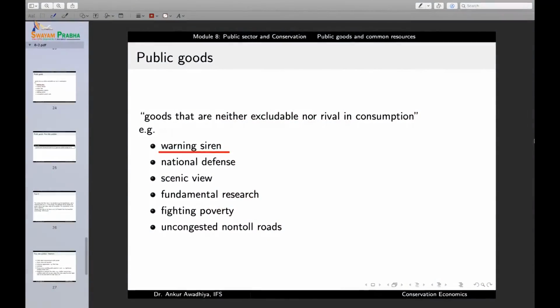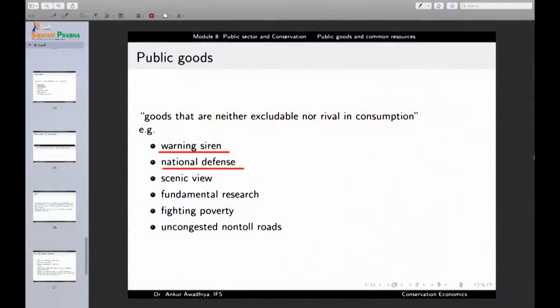Or things like national defense. Now, if the nation is defended, everybody is defended. You cannot exclude somebody. It is not a rival in consumption because, as citizens of the same country, if my nation is defended, then it does not reduce the quality of defense of you or your nation because we both belong to the same nation. So, national defense is a public good.